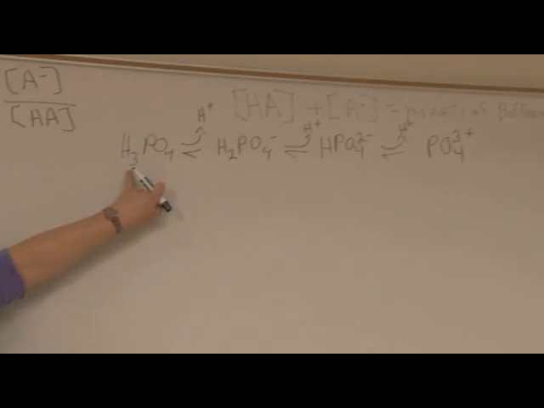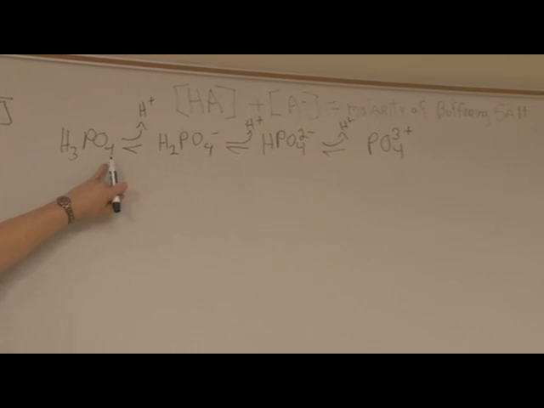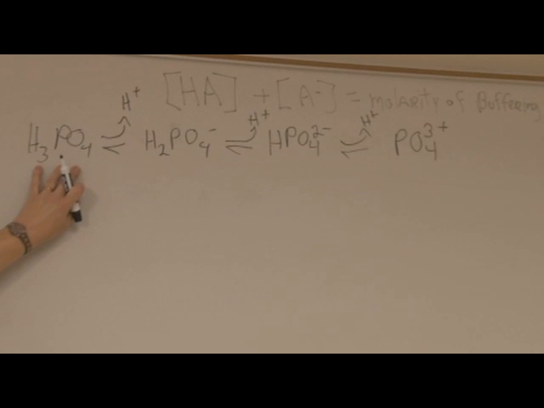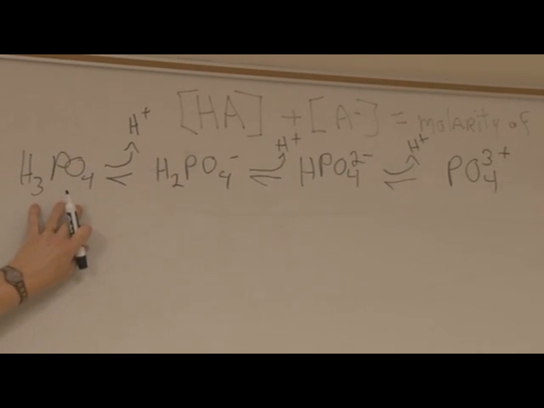So remember in class we were talking about phosphate being the buffering system of our cells. What's inside the cell, in the cytosol of our cells, they use phosphate as their buffering system. Phosphate is a triprotic acid. What that means is that the acidic form of phosphate has 3 protons. So we have H3PO4 as the fully protonated form of phosphoric acid.